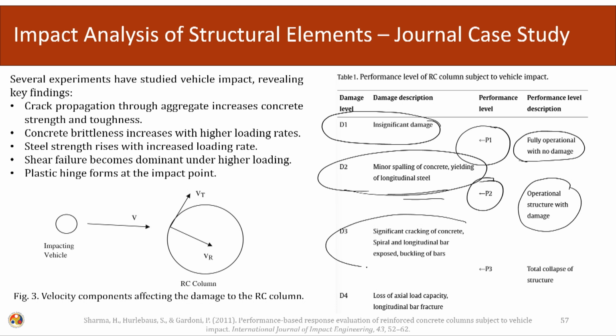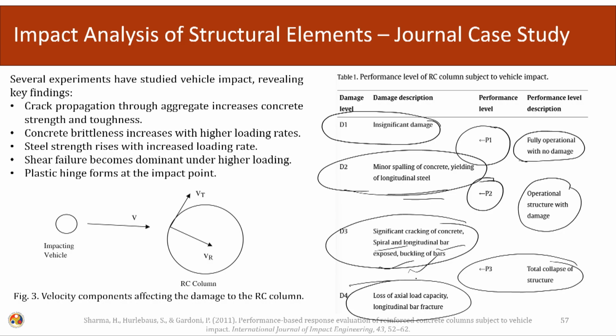After that, significant cracking in the concrete will occur, the spiral and the longitudinal bar are exposed, and buckling of the bar might occur. So, this is the state where the P3 limit state has been reached, and there is a collapse of the structure. The damage description is the loss of axial load capacity and longitudinal bar failure. So, these are the different performance levels. This is the description of the performance levels.